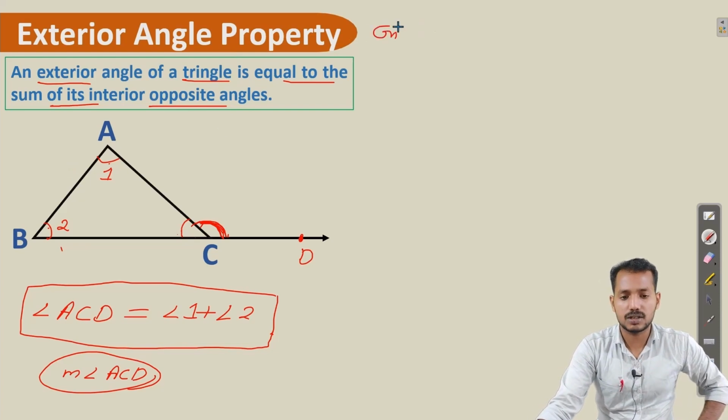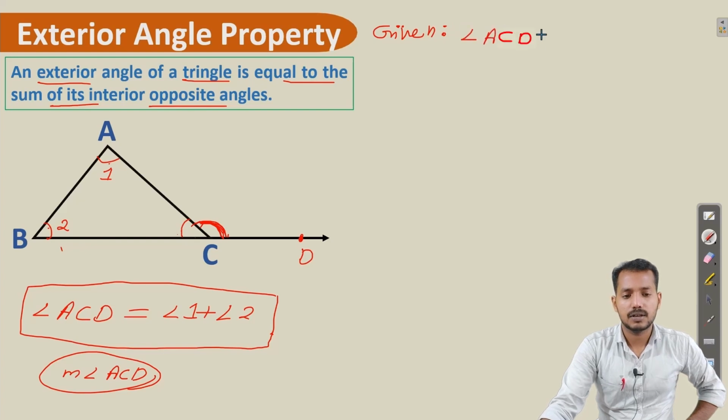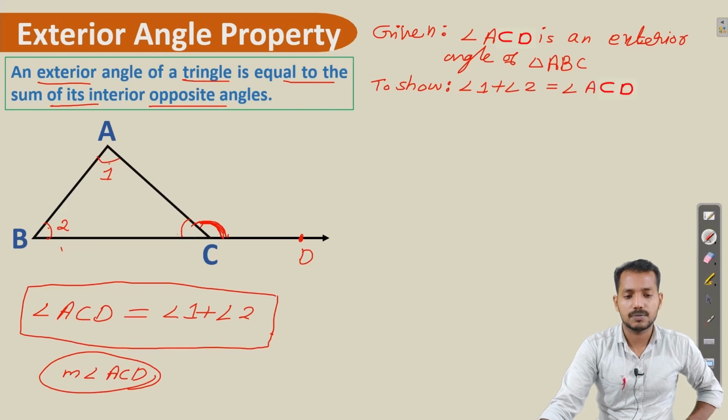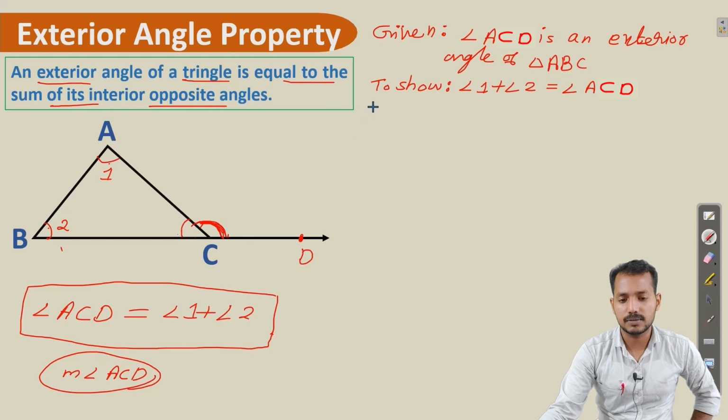What are the conditions given here? This is the proper step for justification. First we have to write what the given conditions are. Angle ACD is an exterior angle of triangle ABC. This is the given condition. What we need to show? To show angle 1 plus angle 2 is equal to angle ACD. For that I am going to do one construction here.